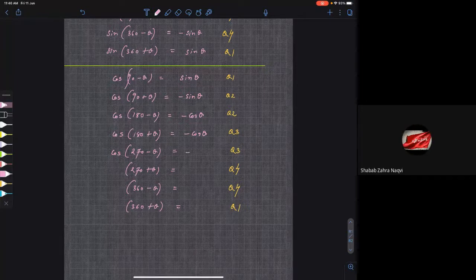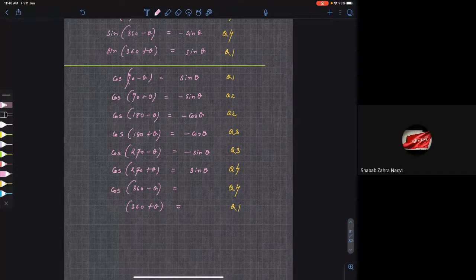See, whenever you have 90 and 270, sine will become cos, cos will become sine. Whenever you have 180 and 360, sin will remain sin and cos will remain cos. We have seen that in the diagram, right? So what is cos of 270 plus theta? Plus sin theta, because cos is positive in the fourth quadrant, right?